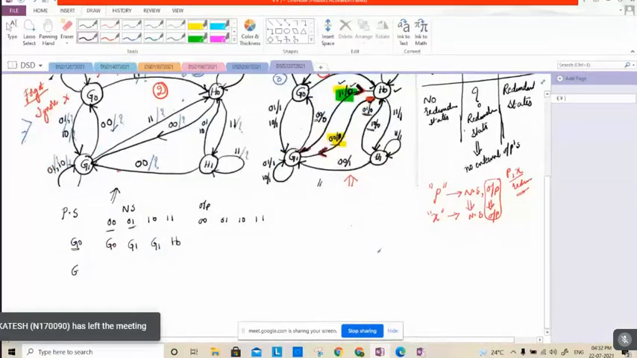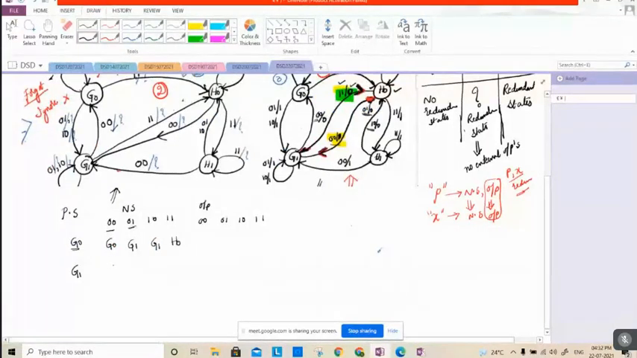Right, now tell me for G1, what will be the next state for the 00 condition? G naught, right? For the 01 condition? G1. So here also it is G1 and here it is H naught. For H naught, what will be the next state for 00? G1. So for 01 and 10?